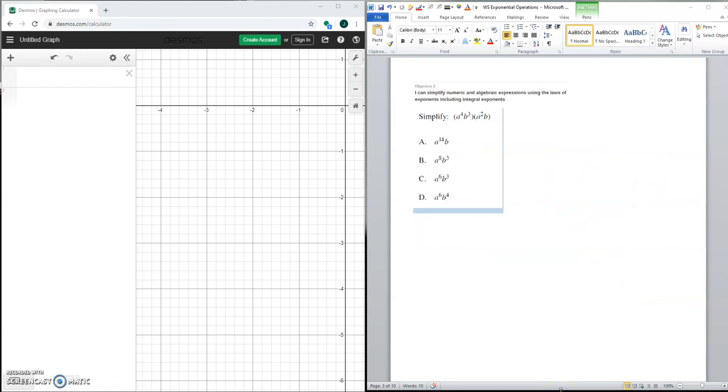Okay, moving on, objective number 2 now. I can simplify numeric and algebraic expressions using the laws of exponents, including integral exponents.